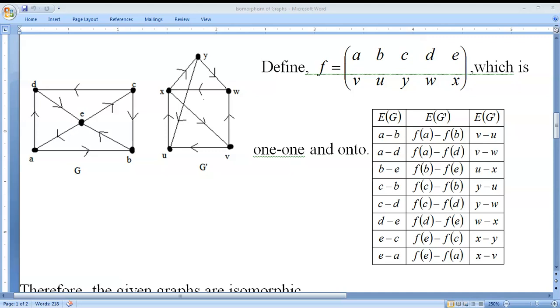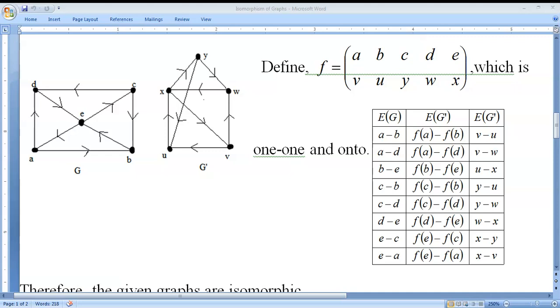Now let us move on to the next edge in the first graph. AD is an edge in the first graph. So according to the definition, f of a, f of d must be an edge in the second graph. From the definition of the function, f of a means V, f of d means W. So VW must be an edge in the second graph. Clearly from the second graph, VW is an edge, and so on.